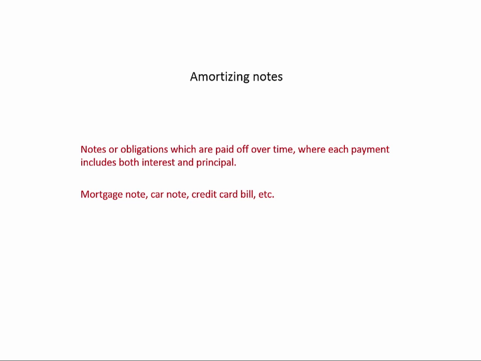Okay, let's go ahead and talk about the next topic, which is amortizing notes or installment debt. Basically, these are obligations which are paid off over time, where each payment includes both principal and interest. Personal examples would be your mortgage note or your car note or your credit card bill, anything of that nature where you're carrying a balance, and as you make periodic payments, those payments include both interest and principal.